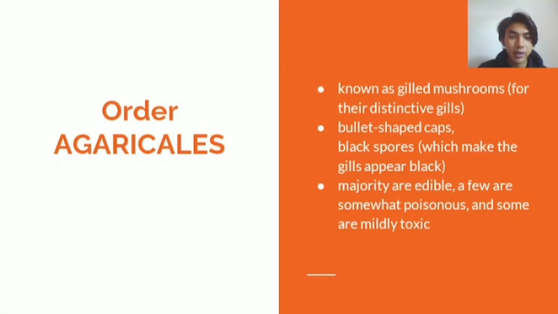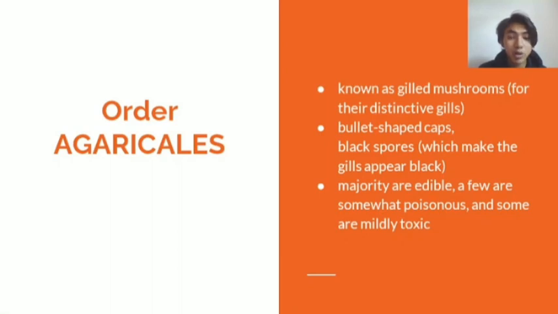For the order Agaricales, they are also known as gilled mushrooms because of their distinctive gills. They are characterized by bullet-shaped caps and black spores, which make the gills appear black, but some of the species may or may not have gills. The majority of them are edible, a few are somewhat poisonous, and some are mildly toxic. One important feature of this order is that on maturing, they liquefy, forming an inky mass.